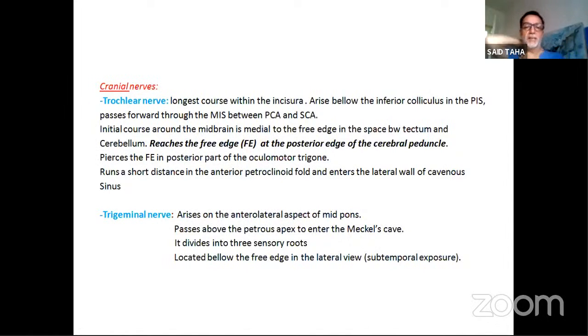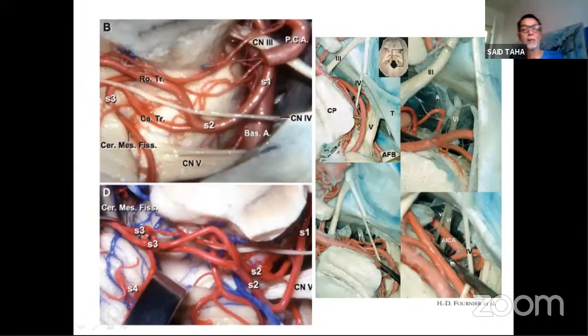The trigeminal nerve arises on the anterolateral aspect of the midpons, passes above the petrous apex until Meckel's cave. It divides into the three sensory roots and is located below the free edge. Here it slides with the trochlear nerve.